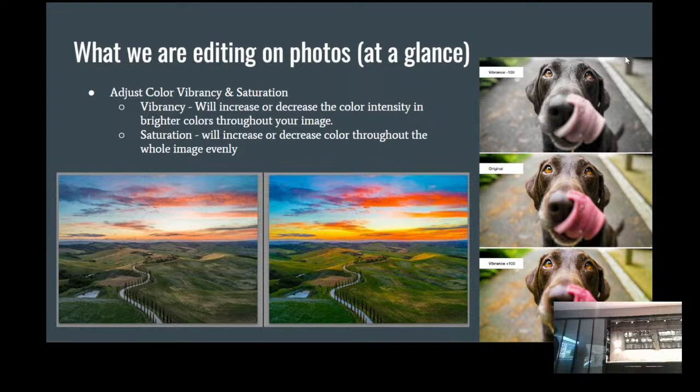And when we look at vibrancy plus 100, we can see how bright the image looks. The tongue is bright pink, the fur has a little bit more brown orangey tones to it, even the grass and the greenery behind it is brighter as well. So that vibrancy, again, will take the entirety of your image and increase the intensity on the brighter colors.